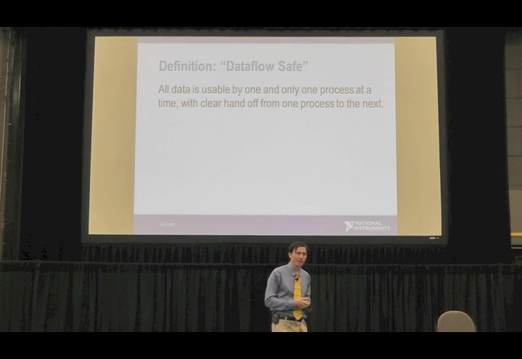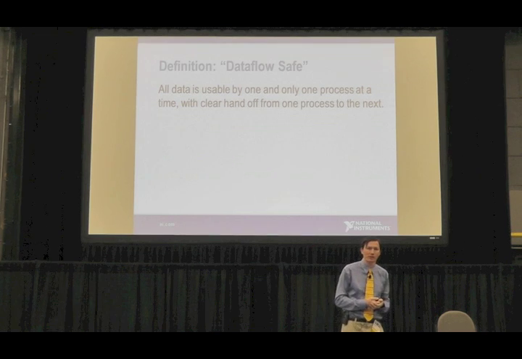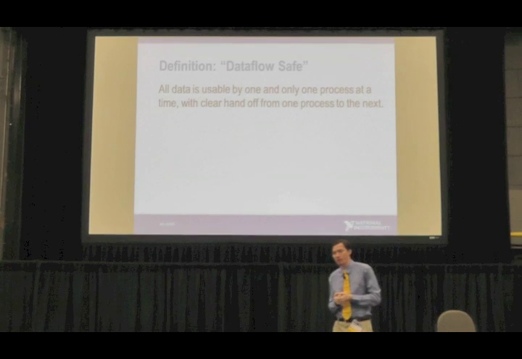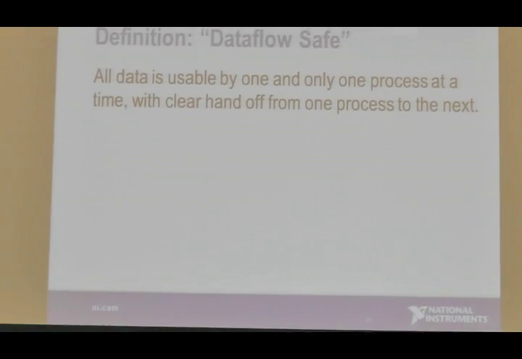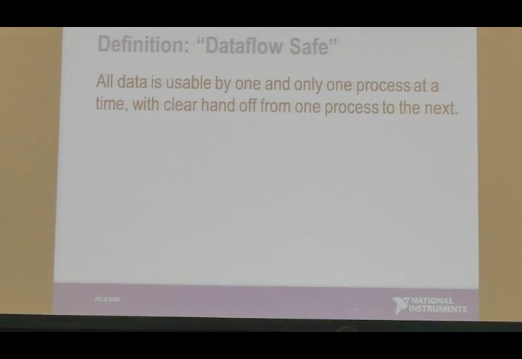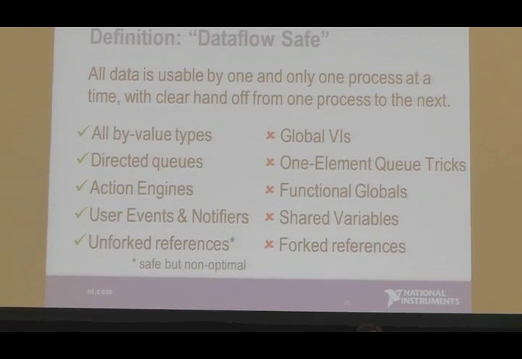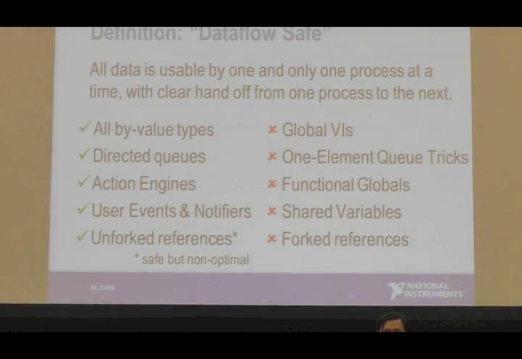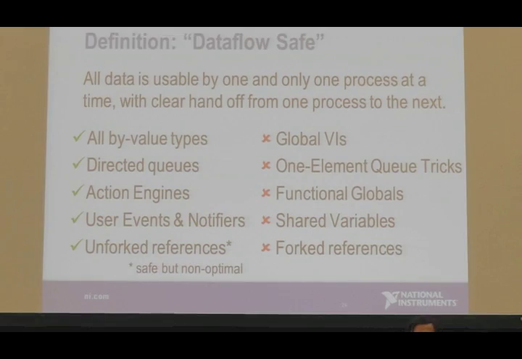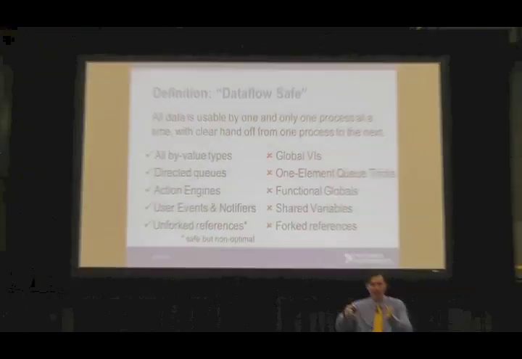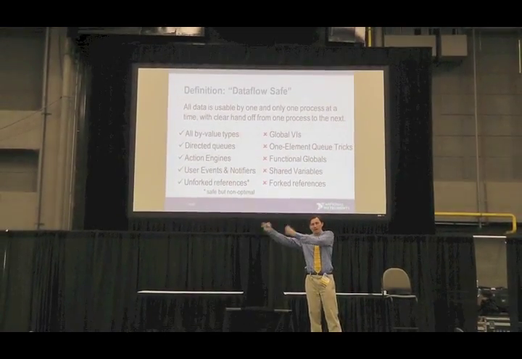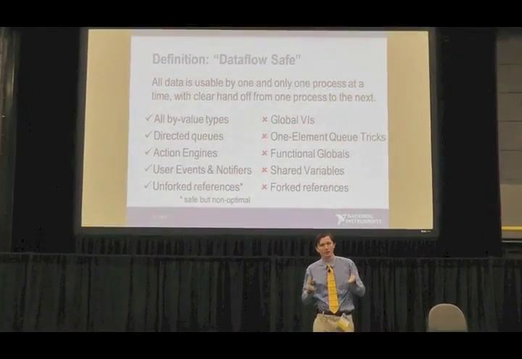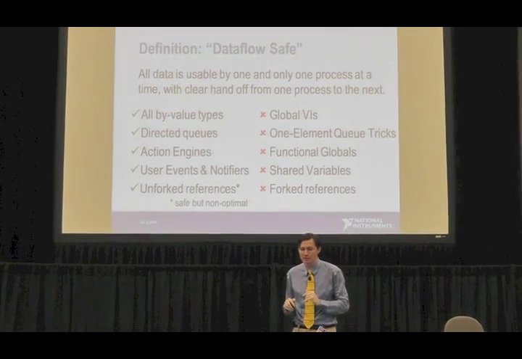So, data flow safe, this is the definition that I use. I posted it last year at NI Week. All data is usable by one and only one process at a time, with a clear handoff from one process to the next. If you're working in LabVIEW, the by value types, routing them where they need to go. Directed queues, so data going into a queue, enqueue, gets handed off to the queue buffer in memory, is dequeued somewhere else. LabVIEW is very certain that there is a clean handoff there, and so it can make the same sorts of optimizations and cheats.